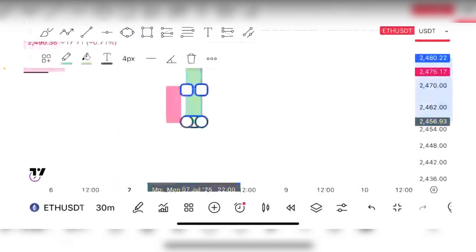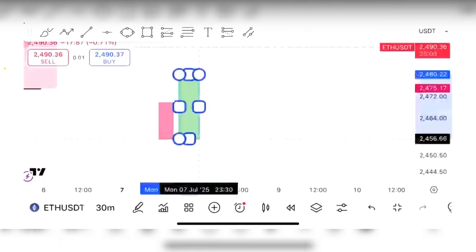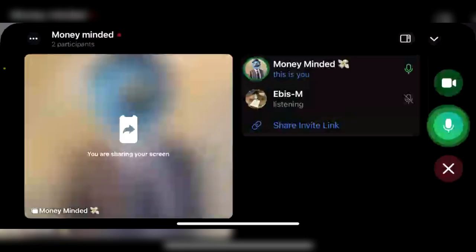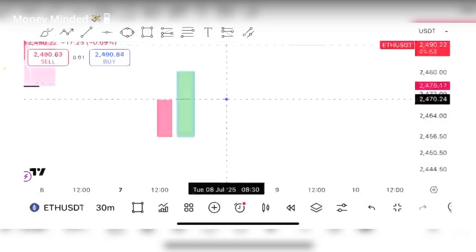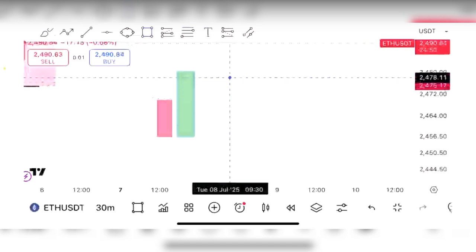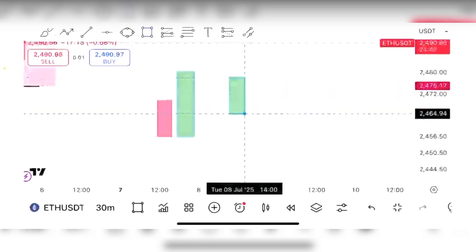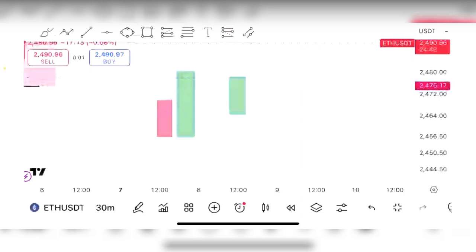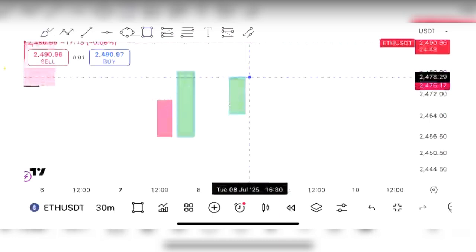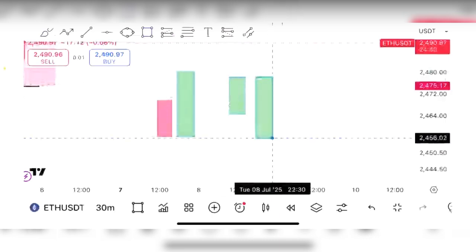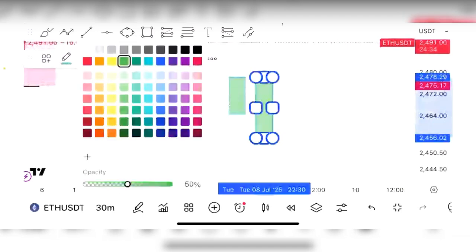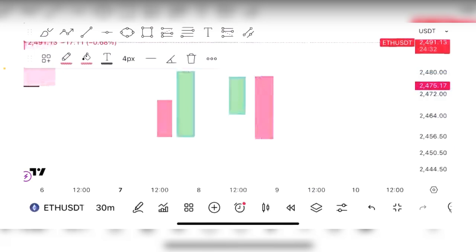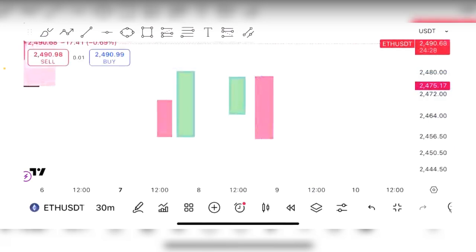So this is how a bullish engulfing looks like. The green candle engulfing the red candle. While for the bearish engulfing, this is how it looks like. It is the red candle engulfing the green candle.